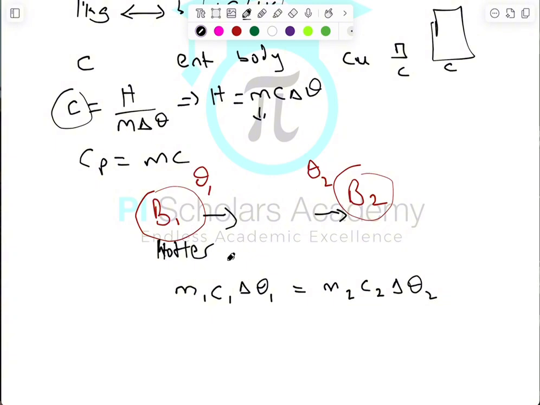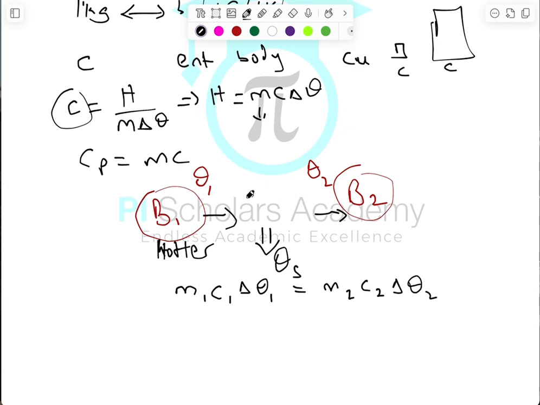But here's the thing, when this continues to happen and this body begins to lose heat to the body B2, there is a particular point they will reach, which we call thermal equilibrium. Both of them will have a steady temperature, which will be the same.